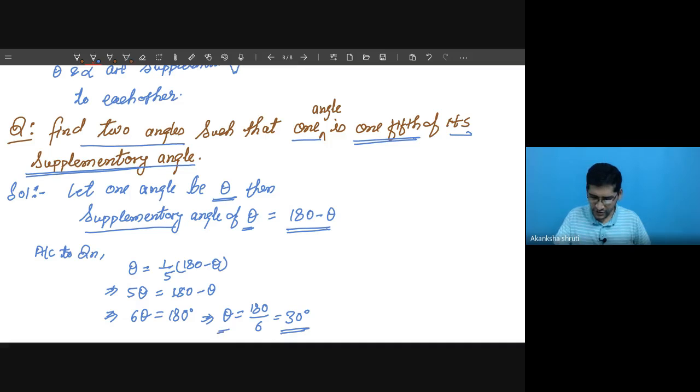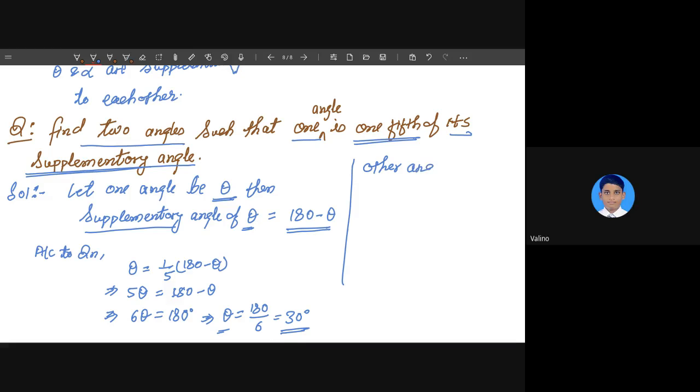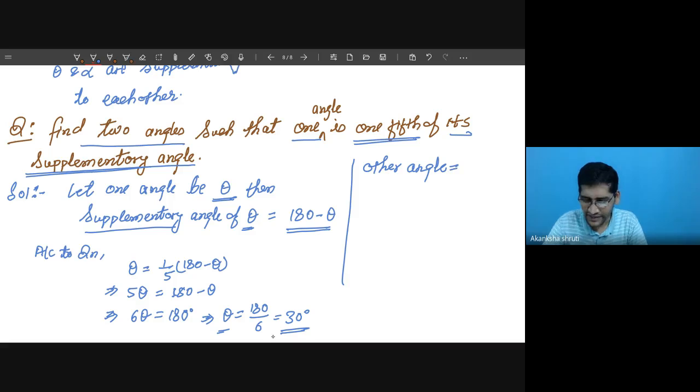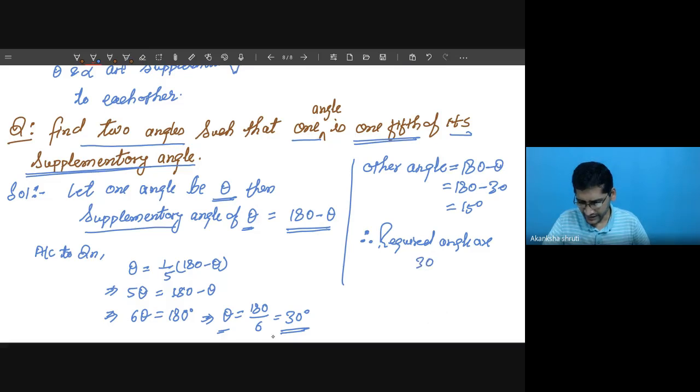So if theta is known, then what is the other angle? 180 minus theta. So 180 minus 30 is 150 degrees. Therefore, the required angles are 30 degrees and 150 degrees.